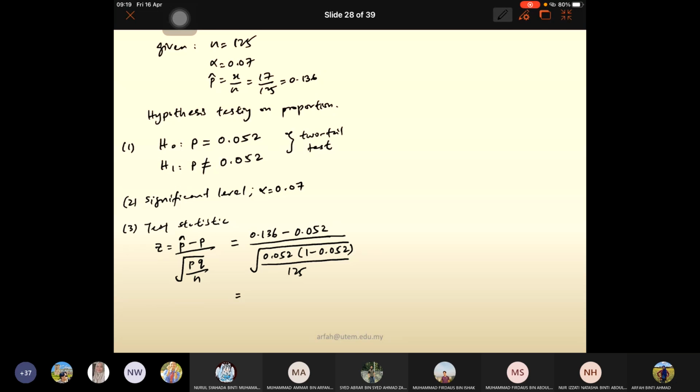Okay, dapat berapa jawapan yang ini kelas? 4.22. Ah, bagus tu. Ramai tu jawab 4.23. Okay.